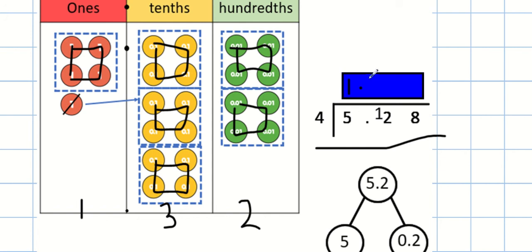Well, that's 3, isn't it? 3 fours go into 12. And then how many 4s go into 8? That's right, it would be 2. And as you can see, our answers are the same.